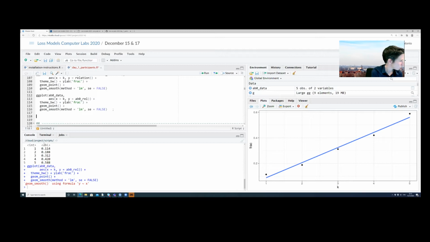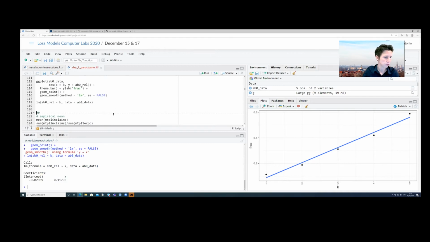We can try to do the linear model fit explicitly, I guess. There we could ask to do a linear model of the AB0 versus k on the data set AB0 data. And then if you look at this linear model, you will see what the intercept is going to be, and you will see what the fitted slope is going to be. That's going to be 0.12. So that is a positive slope that you fit here.